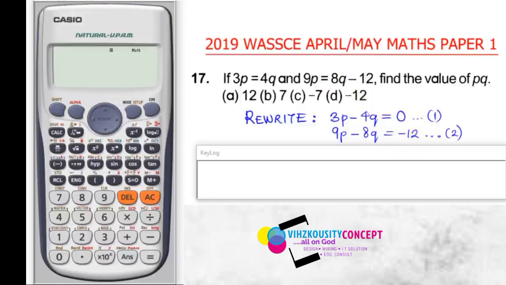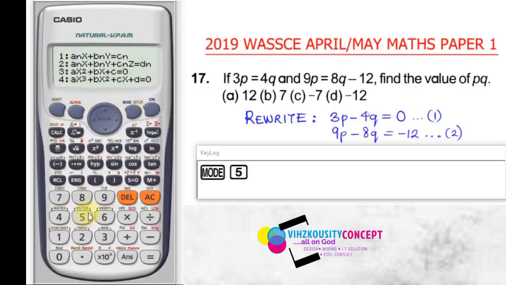And to do that, we need to go to the equation mode of the calculator. So here, the mode 5 is for equation. And looking at this format, we can see that it corresponds to 1, which is the coefficient of x multiplied by x plus the coefficient of b multiplied by b is equal to the constant.